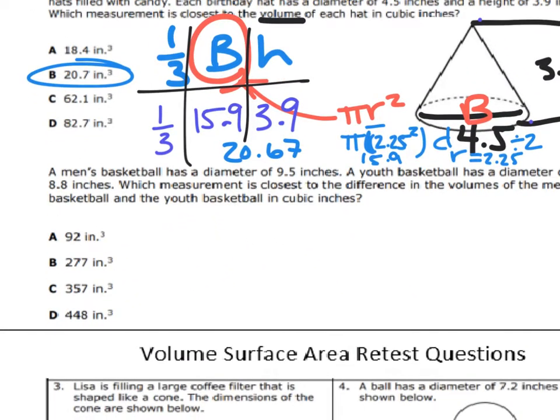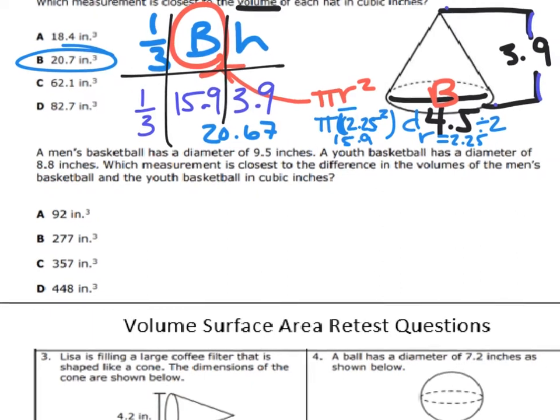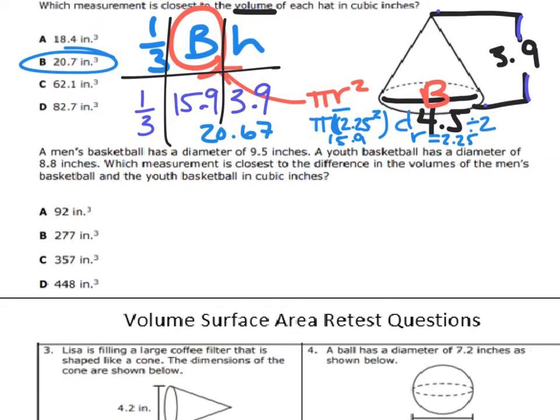A men's basketball has a diameter of 9.5 inches. A youth basketball has a diameter of 8.8 inches. Which measurement is closest to the difference in volumes of the men's basketball and the youth basketball in cubic inches? So we have 2 basketballs. Let's go ahead and first do the men's one. Then we'll do the youth one. So both of these are basketballs, so both of these are spheres.